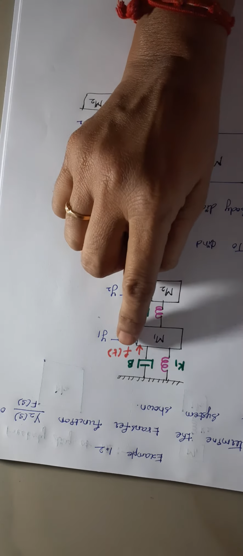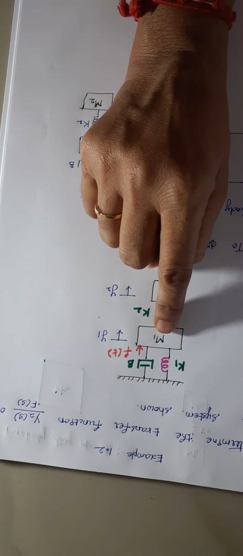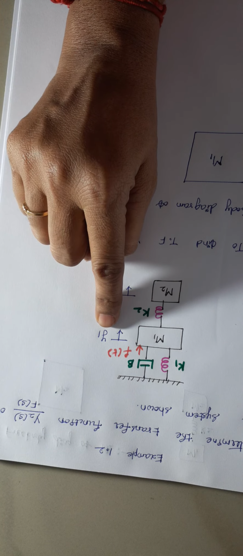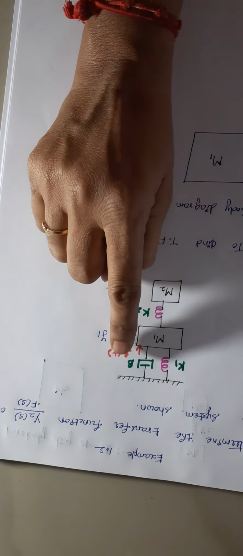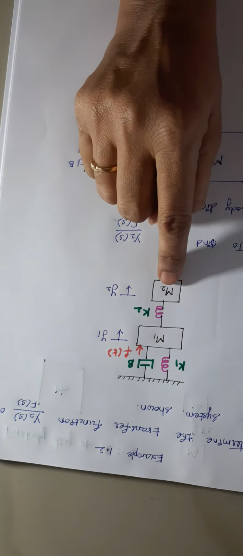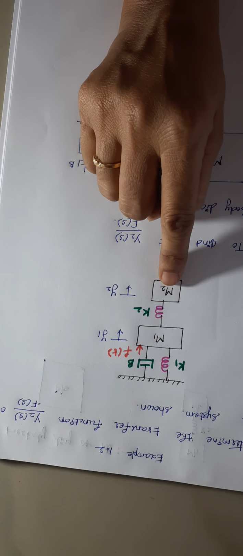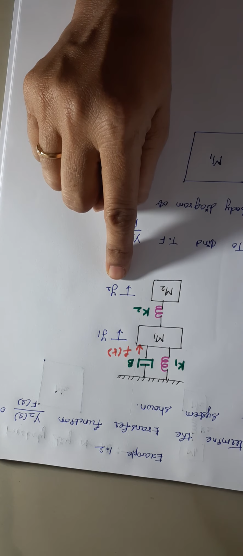Here the force f(t) is applied to m1 and the respective displacement is y1. Similarly, because of this force f(t), m2 will also get displaced. The respective displacement of m2 is y2.